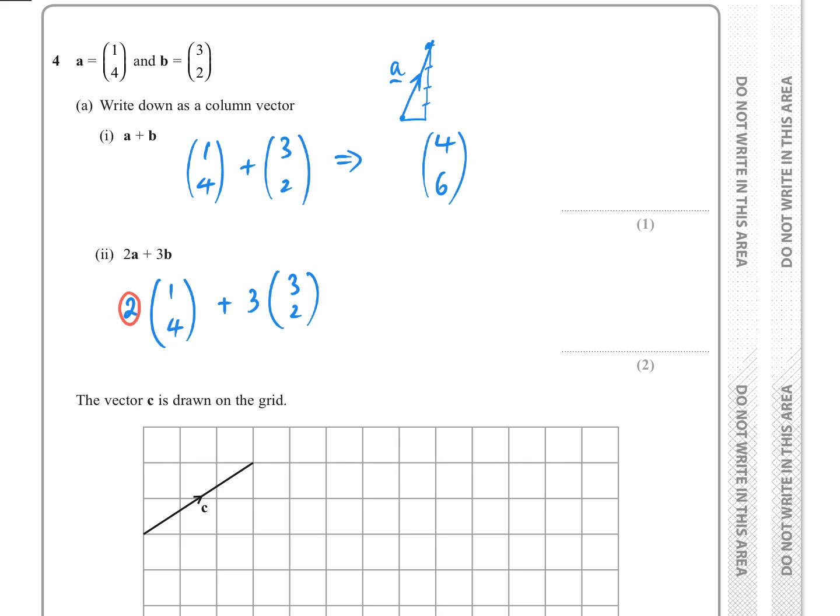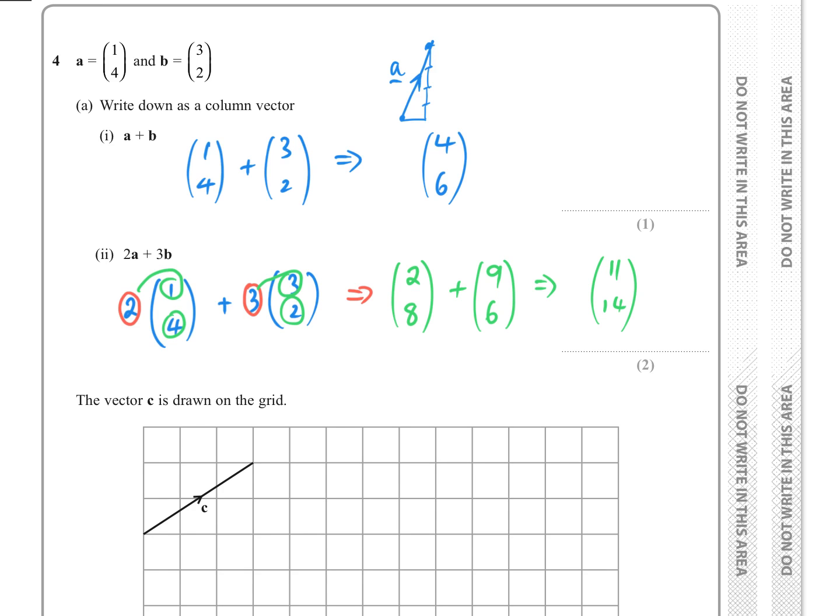These numbers here, by the way, are scalars. It means they have no direction. Okay, they're just numbers. They have no dimensions. So we'd be left with here 2 lots of this and 2 lots of this, which is 2, 8, plus 3 lots of this and 3 lots of this, which is 9, 6, which would give us 11, 14.